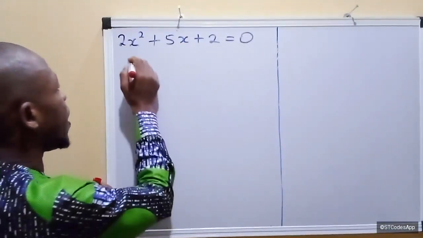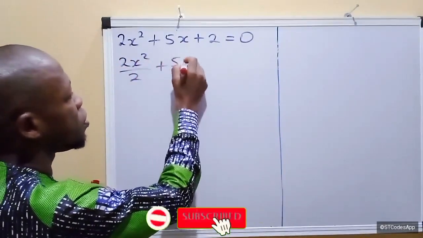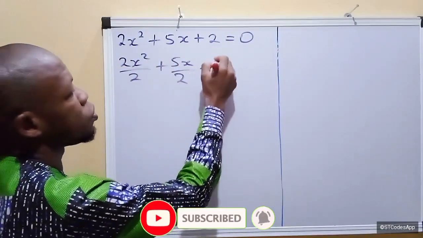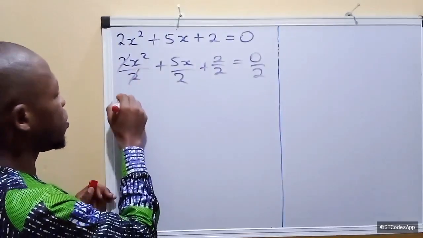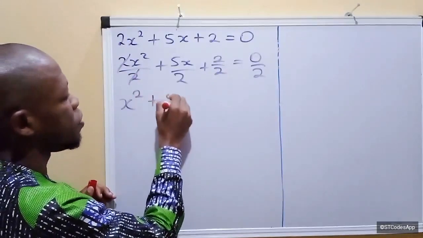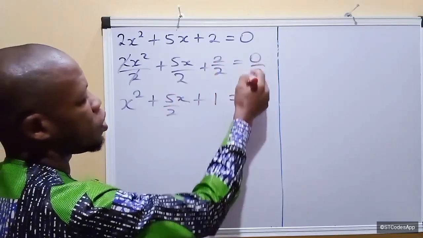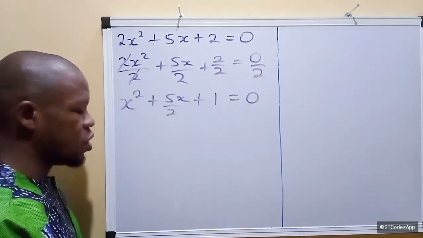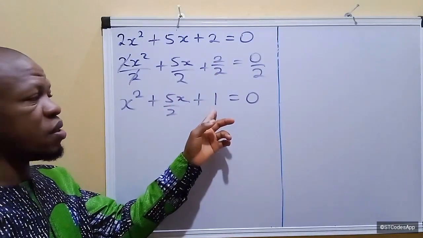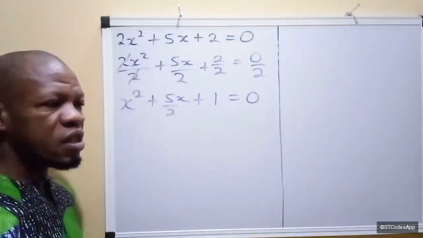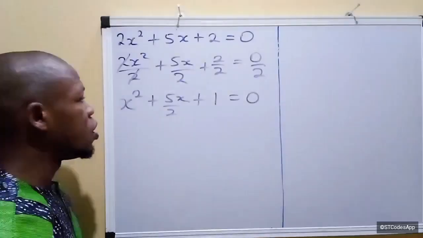So let's do that. I'm going to have 2x squared all over 2 plus 5x over 2 plus 2 over 2 equal to 0 over 2. So here 2 cancels this. We're going to have x squared plus 5x all over 2 plus 2 over 2 gives us 1 and 0 over 2 gives us 0. Now having done that, we are going to take the constant term to the right side of the equation. It's an approach that must be followed if you want to solve a quadratic equation using the completing the square method. So I'm going to do that right away.